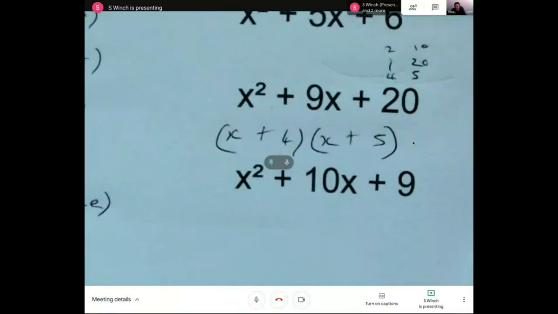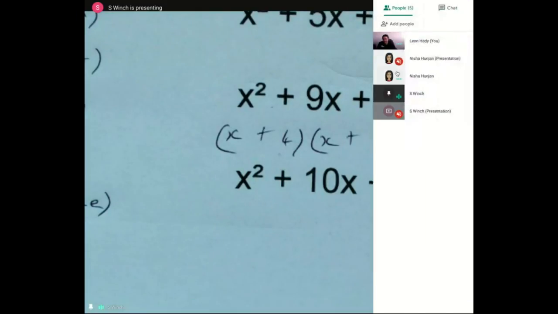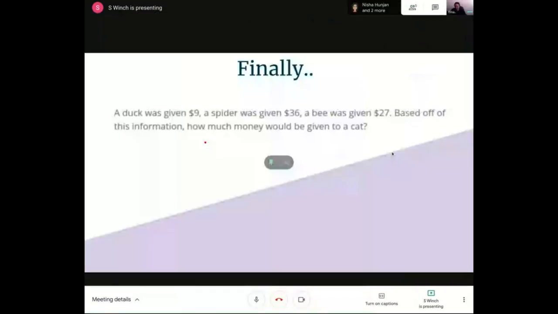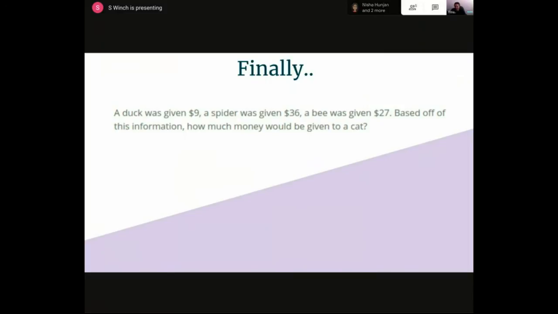Well, on that note, guys, I'll leave you with this. There's a final note. Let's change the colour there. It says that a duck was given $9, a spider was given $36, and a bee was given $27. Have a go at this one. Based off that information, how much money would be given to a cat? It's just a little trick question for you.